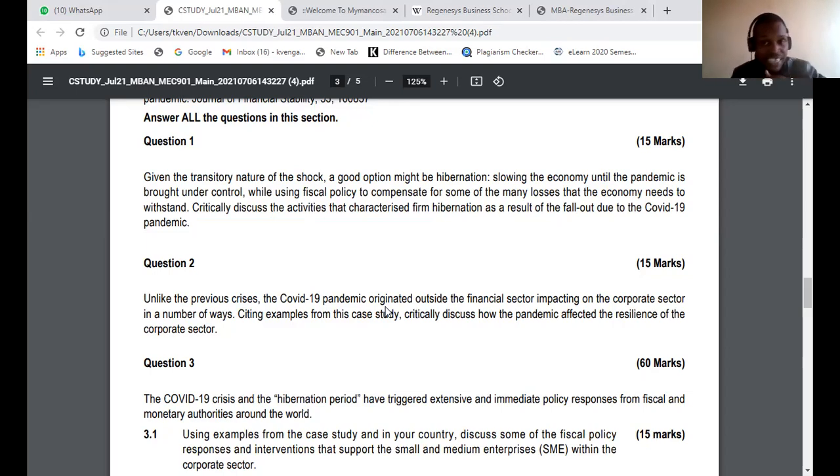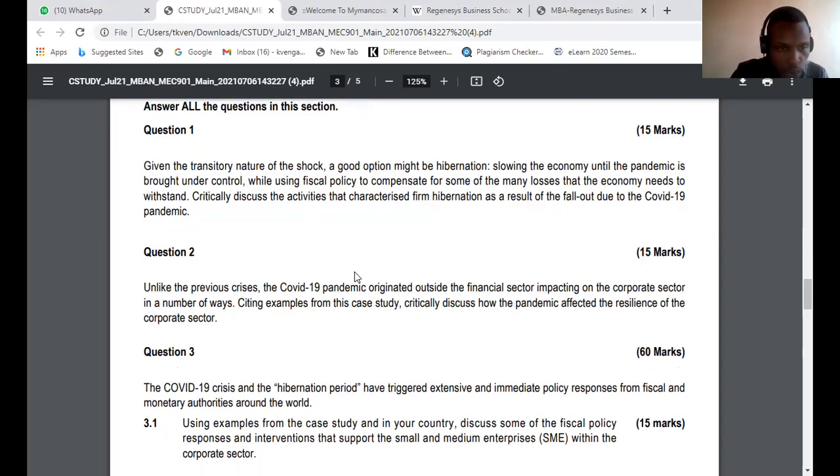If it is 10 marks going down, it's fine, you can ignore. But if it's 15 marks and above, just put an intro, one paragraph, a conclusion, one paragraph. And then you put your body, maybe one page or something like that. Okay. Then you go to question number 2.